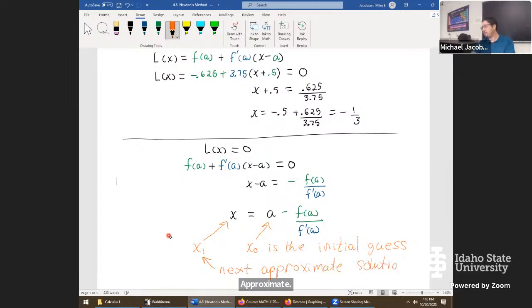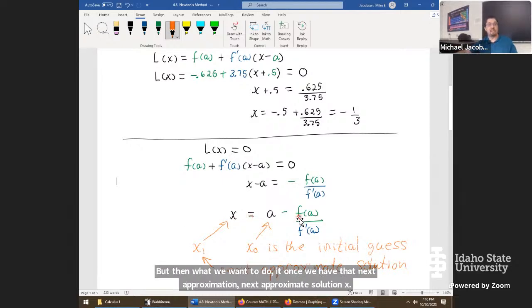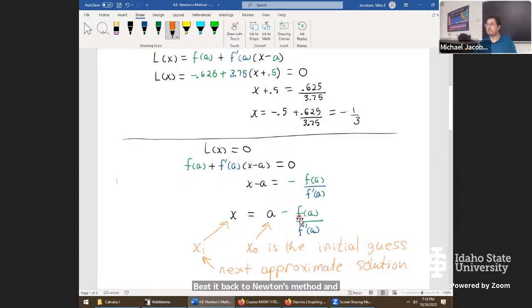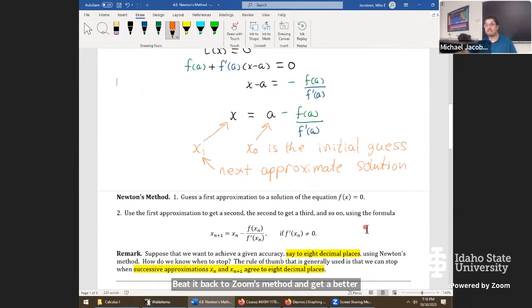solution. But then what we want to do is, once we have that next approximate solution, feed it back to Newton's method and get a better successive approximation. It becomes a recursive formula. And here's what it turns into all together. First, we make a guess. That's going to be our x naught value. Then you use that first approximation to get a second, a third, and a fourth guess. It combines in this format.